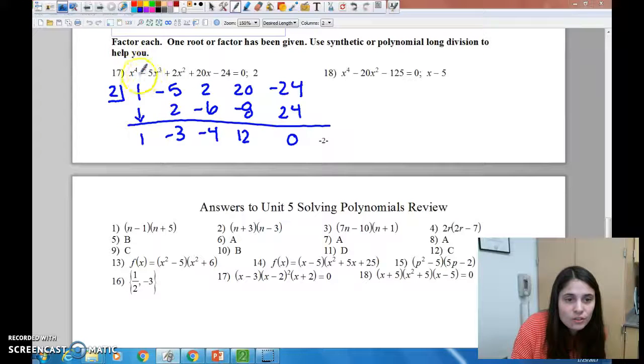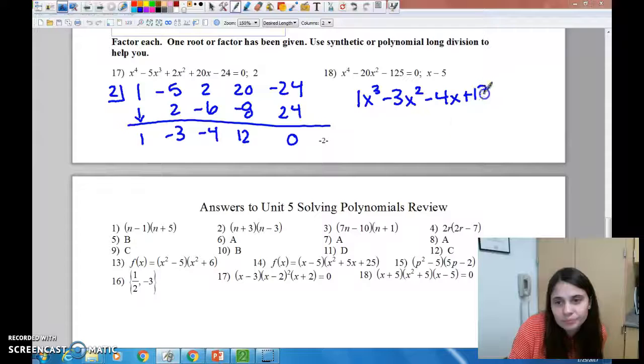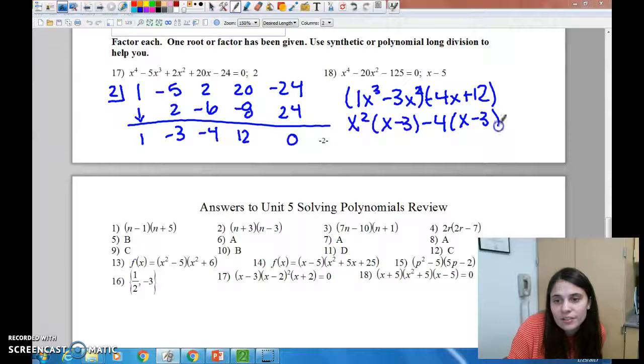So I started with an x to the 4th. I now should have an x to the 3rd. So 1x to the 3rd minus 3x squared minus 4x plus 12. So factoring by grouping, I'm going to group each side. This side I can take out an x squared times x minus 3. This side I'm going to take out a negative 4 times x minus 3. So I have x minus 3 and x squared minus 4.